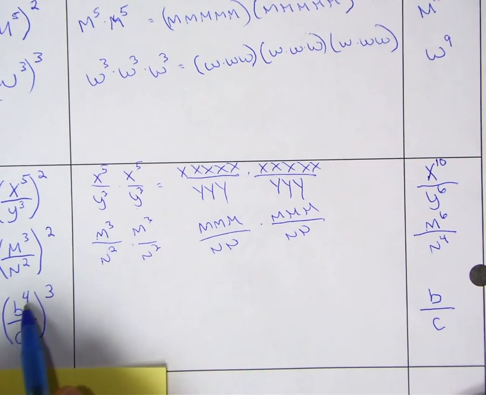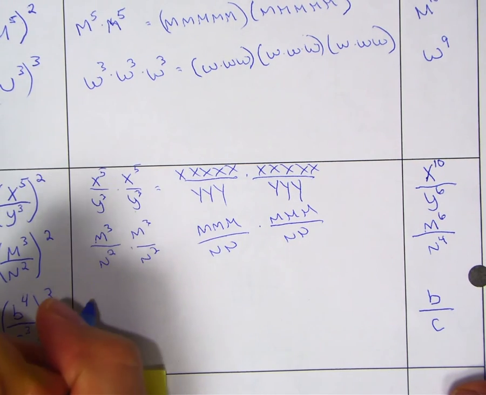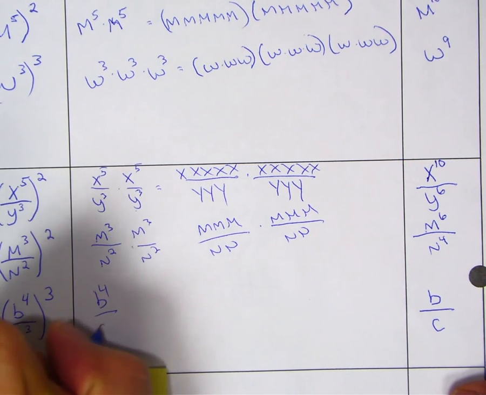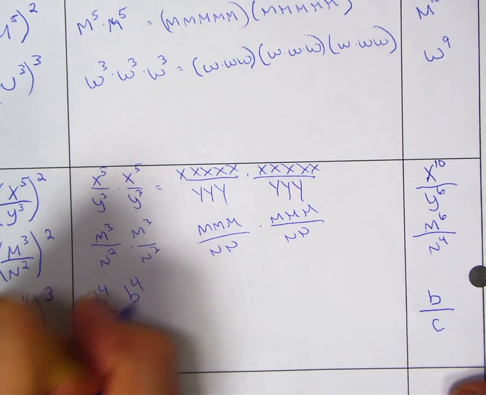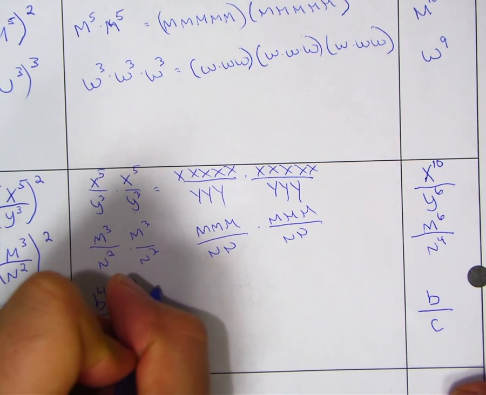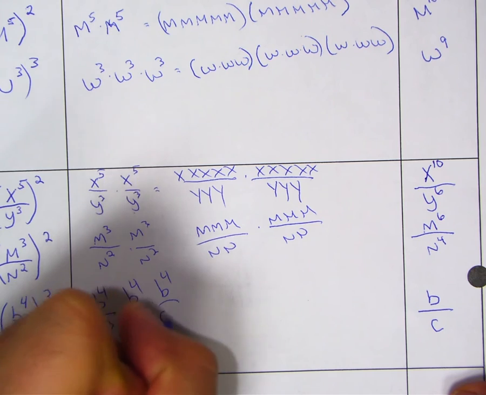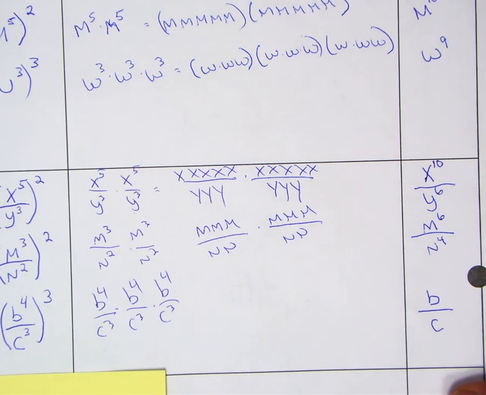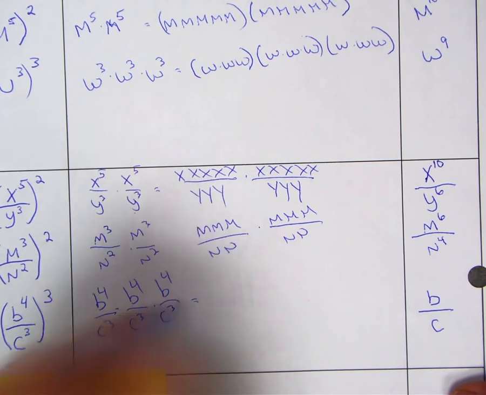Okay. So let's do the work. All right, so we got 4 of these. So we've got b to the 4th over c to the 3rd, and we've got b to the 4th over c to the 3rd, and then we've got b to the 4th over c to the 3rd. So we've got 3 of them here. So let's write them all out in expanded form.